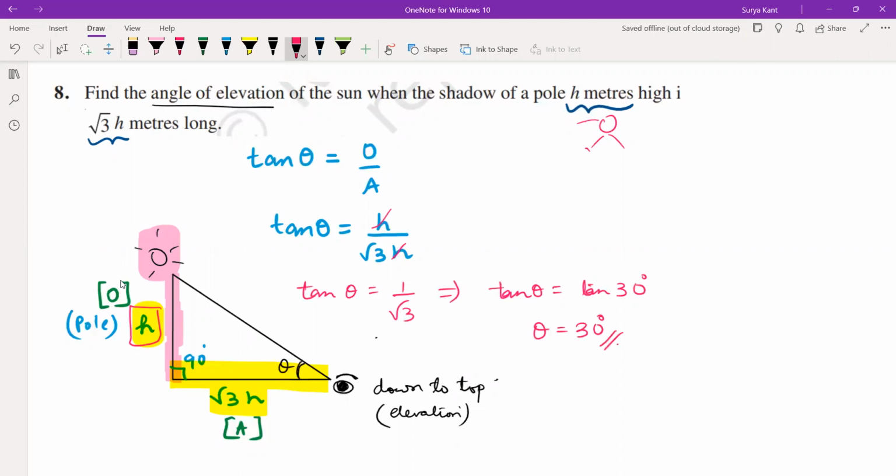So this kind of question, and many bigger questions, you'll get in the next chapter, that is height and distance. This is just a small clue to you, a small concept of how to find theta. Anyone having doubt in this? No, sir.